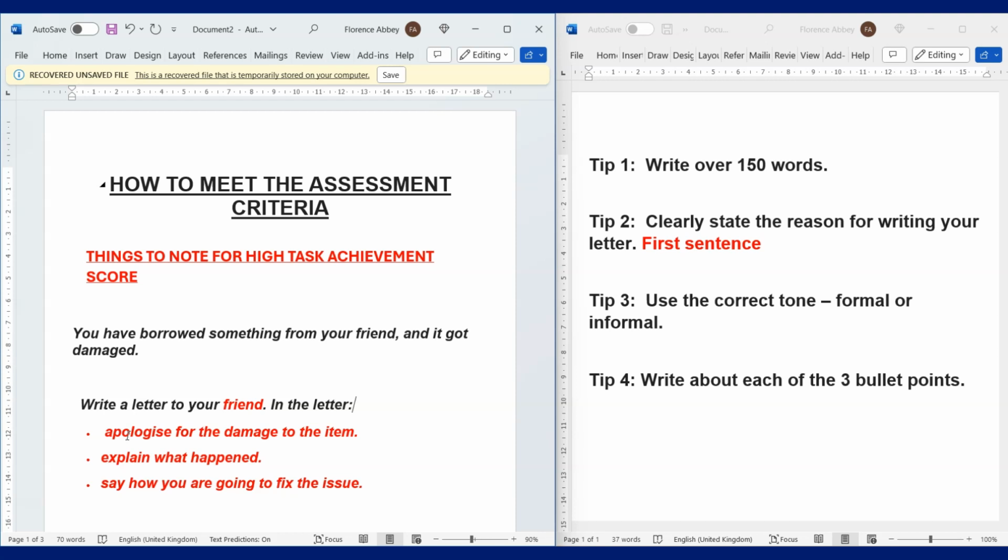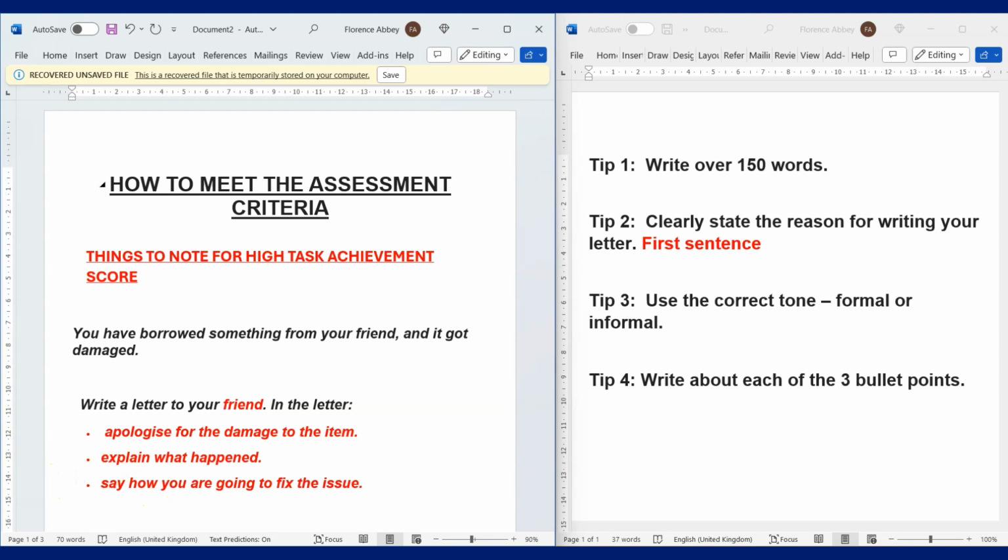All right, so don't write about anything else. Don't go and bring another topic into the letter. Just stick to the 3 topics that have been given to you and make sure you write about each one of them in each paragraph. So the first body paragraph will hold the apology for that damage. The second body paragraph will hold the explanation of what happened, and the third body paragraph will hold how you are going to fix it, and that is how you are going to achieve your task.